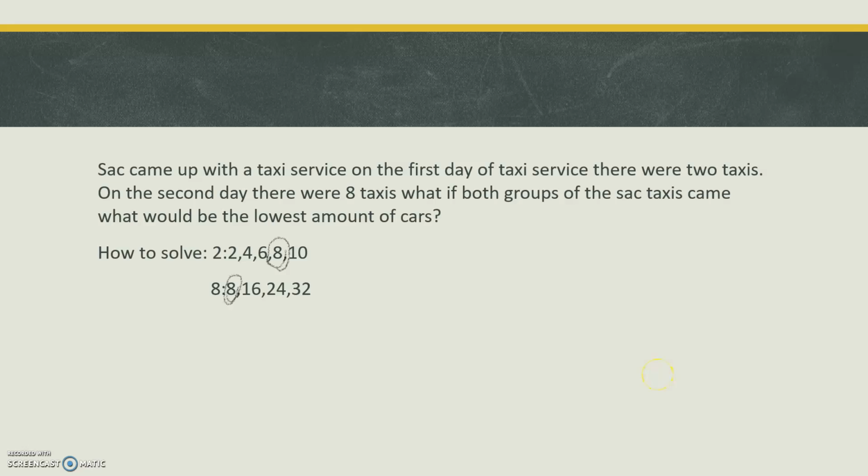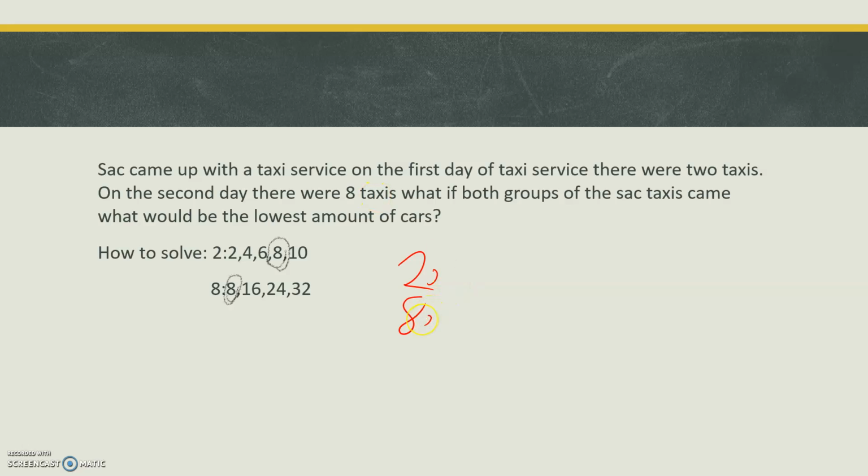Now, here's how to solve a word problem. As in the step-by-step, the first step is you write down the 2 numbers. In this scenario, it's 2 and 8. Now, okay, let's read the question first, though.